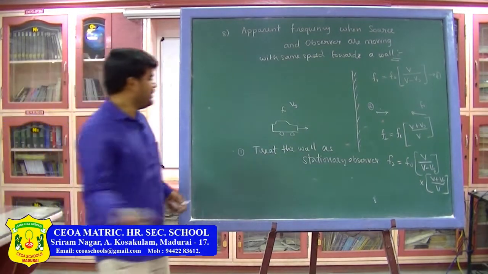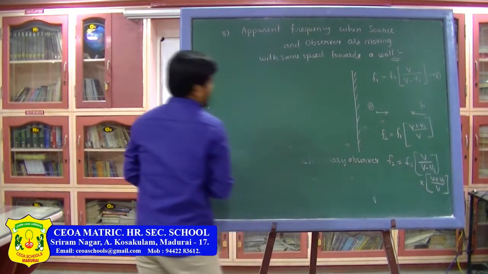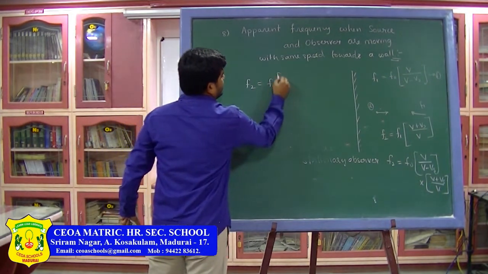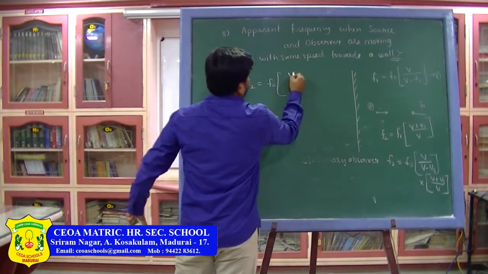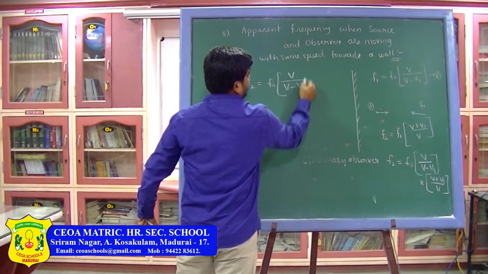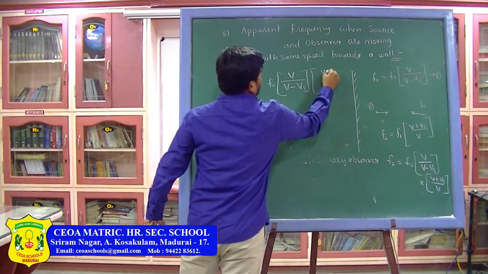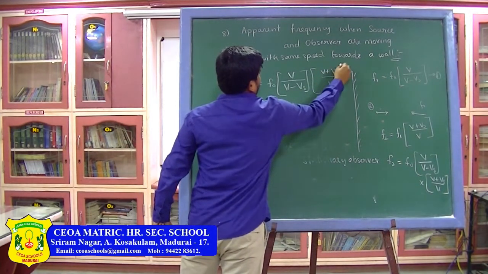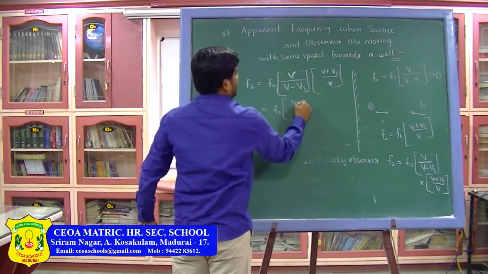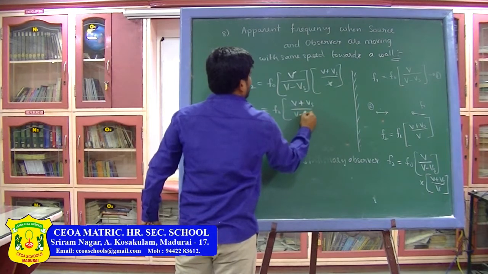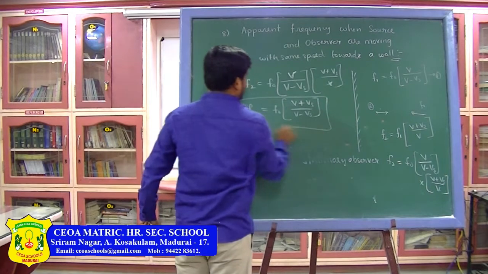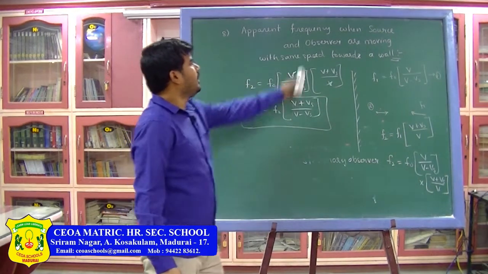Now, let us simplify it. f2 is equal to f naught into V divided by V minus Vs into V plus Vs divided by V. Here V cancels, therefore f naught into V plus Vs divided by V minus Vs is the apparent frequency heard by the observer who is moving along with the source.